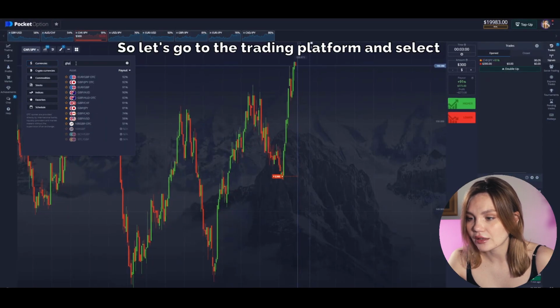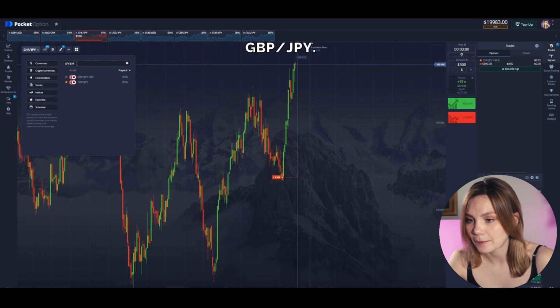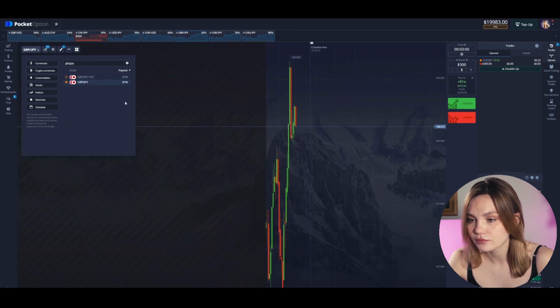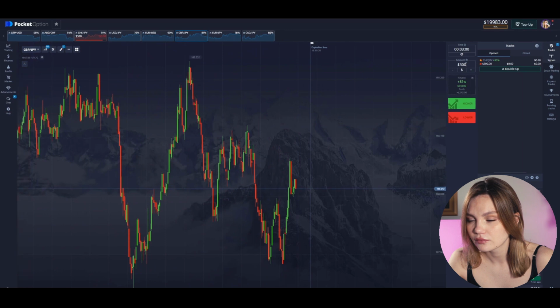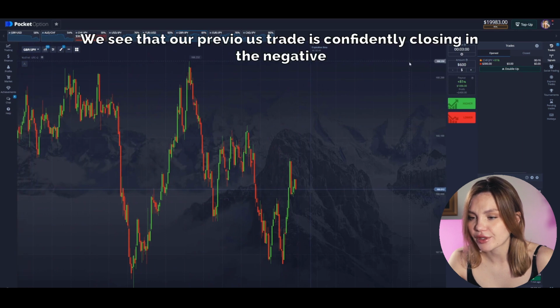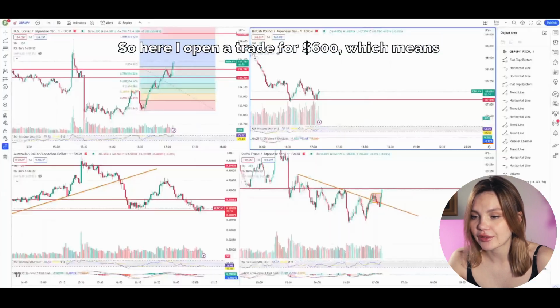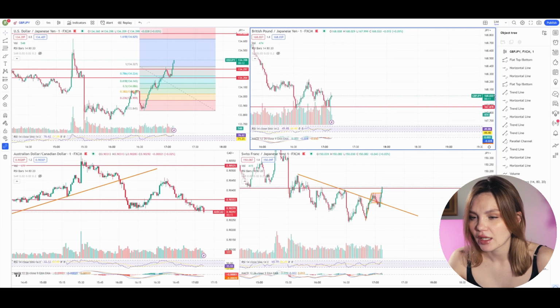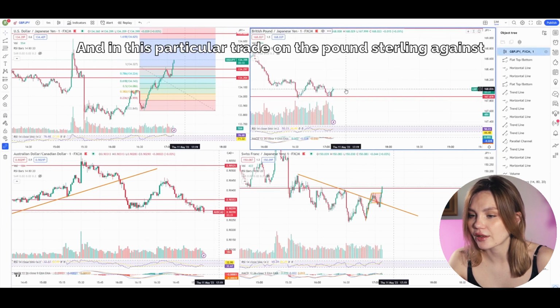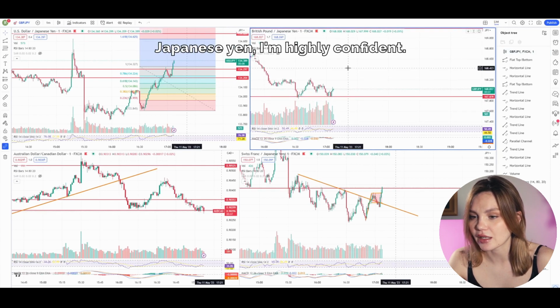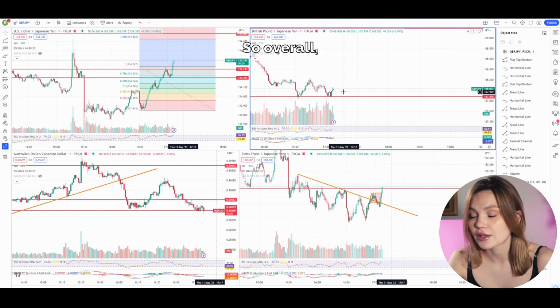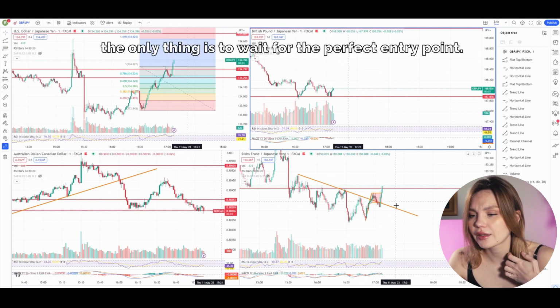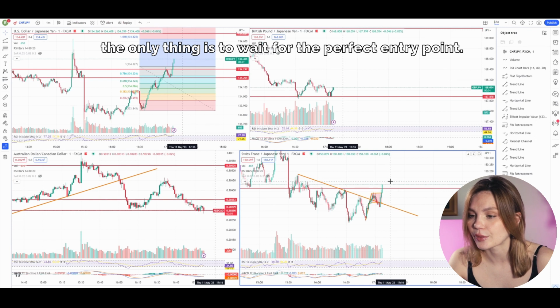So let's go to the trading platform and select Great British Pound and Japanese Yen. We see that our previous trade is confidently closing in the negative, so here I open a trade for $600, which means I double my usual trade size. And in this particular trade on the pound sterling against Japanese yen, I'm highly confident. So overall, the only thing is to wait for the perfect entry point.